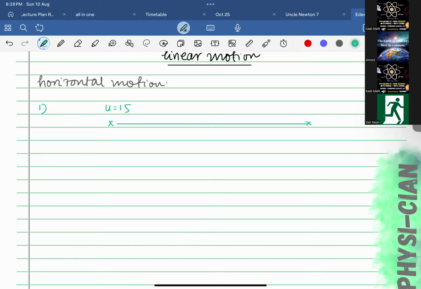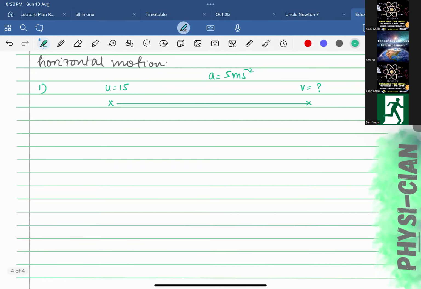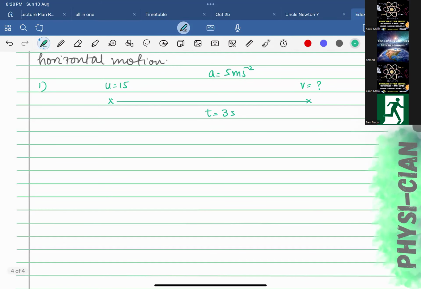And let's say the speed is 15, and the final speed is unknown, but the acceleration is going to be 5 meters per second squared. And the time it took is 3 seconds. So you have to find out the final velocity.